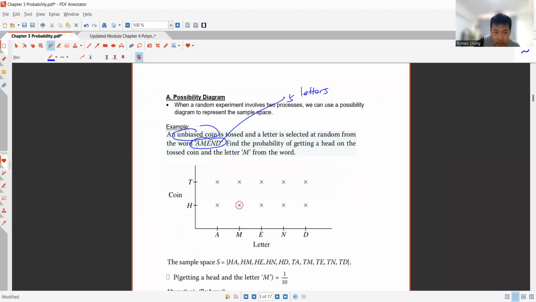And then for the unbiased coin, meaning that the coin is fair, meaning that the chance for you to get a head and a tail is the same, meaning that there is no bias at all. So this one you have 2 possible outcomes. Okay, 2 outcomes. Now, find the probability of getting a head on the toss coin and a letter M from the word.